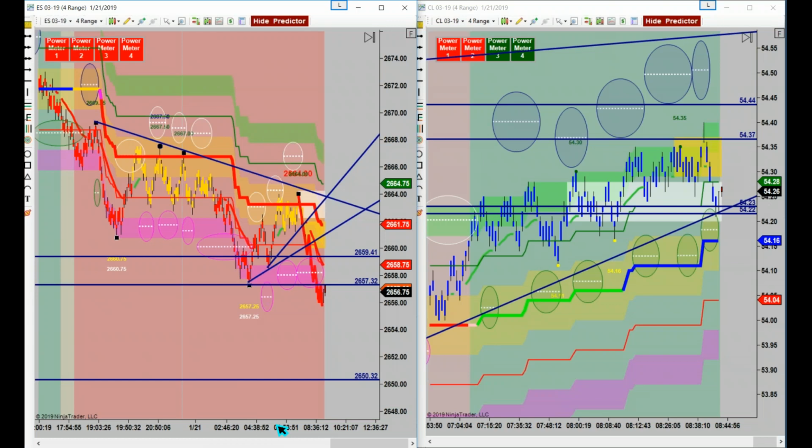See how I drew those lines ahead of time? We knew where it was coming back to check. That's why you got to take that coin.